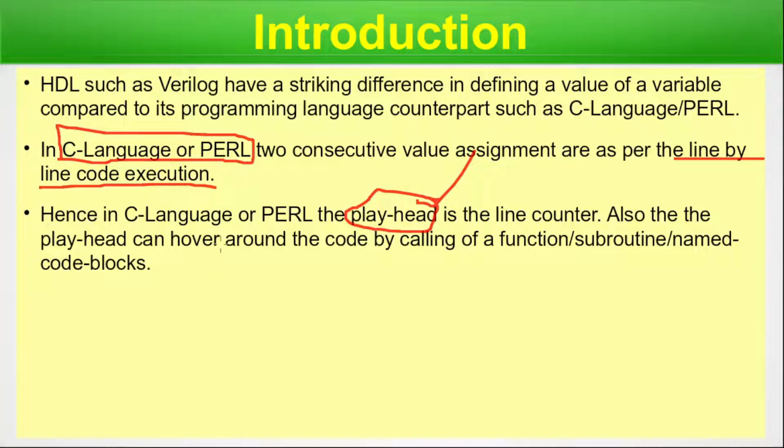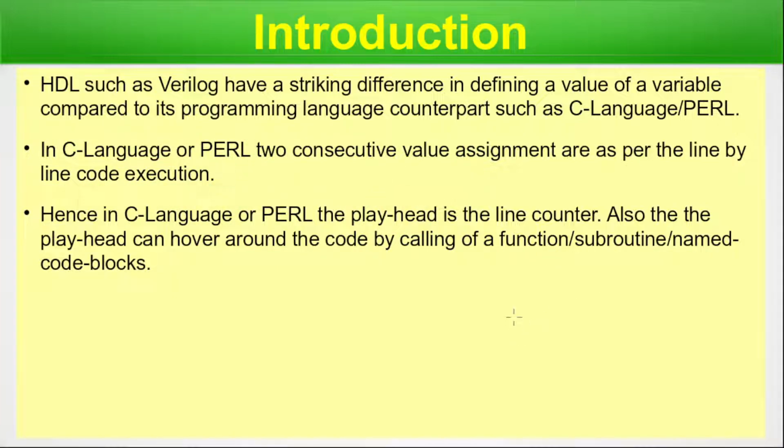Also, the playhead can hover around the code by calling a function, subroutine or named code blocks. These are some exceptions where the playhead can start here and go up to this point and then it jumps over to another point where there is a subroutine and then it goes back again to the main code execution. So this is the concept of the playhead in the execution of the code for C or Perl.